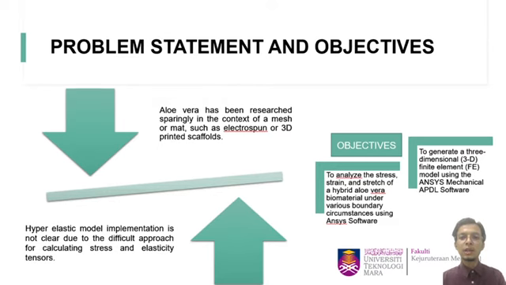This research aims to determine computational analysis of hybrid biomaterial based on aloe vera using two important hyperelastic models, which are Ogden model and Mooney-Rivlin model. Thus, the objectives of this project are as follows. First, to generate a three-dimensional finite element model using ANSYS Mechanical APDL software.